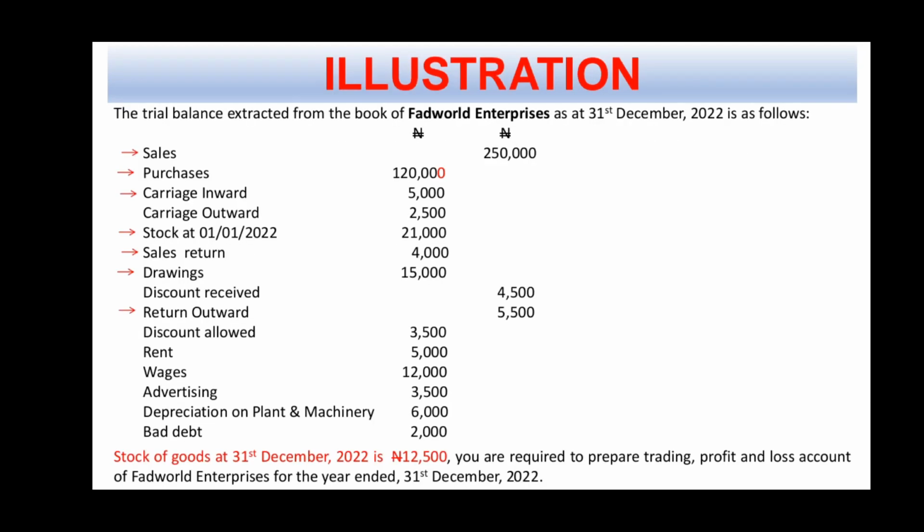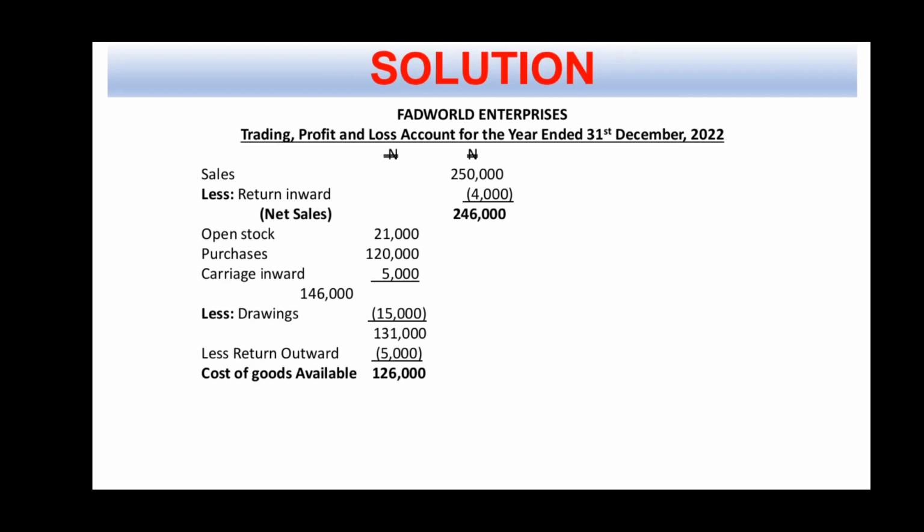Closing stock doesn't used to be in the trial balance. It used to come under additional information. Take note of that. So if you look at the last paragraph, we have stock of goods at 31st December 2022 at 12,500. So we are going to subtract closing stock from it. That is less closing stock, 12,500. If we subtract that, it's going to give us 113,500. That is our cost of goods sold. So we call that our cost of goods sold.